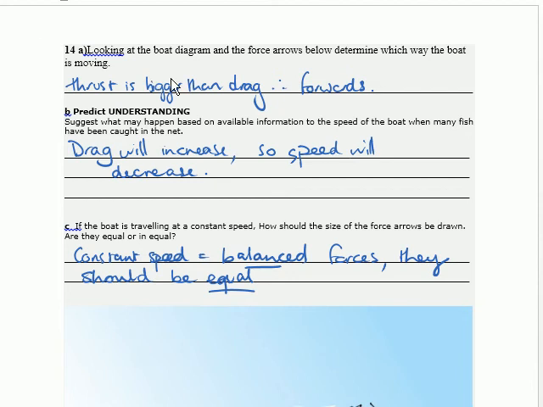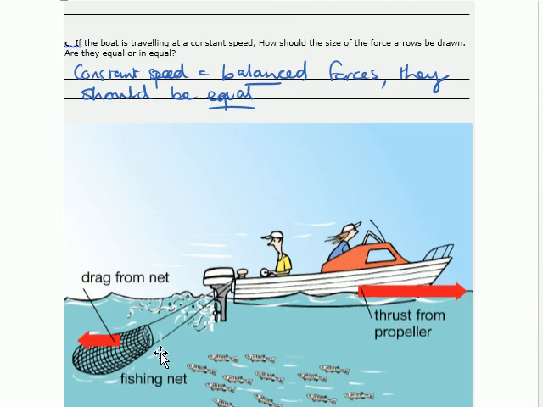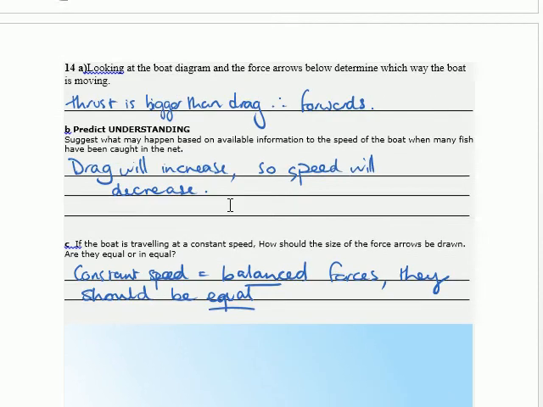Hi guys, now we're starting from question 14. Now we have a diagram of a boat with some forces labelled on it. Okay, we've got the drag from the net, which has a red arrow, and we have the thrust from the propeller pushing the boat forwards, and you'll note that the thrust arrow is larger. So let's have a look at question A.